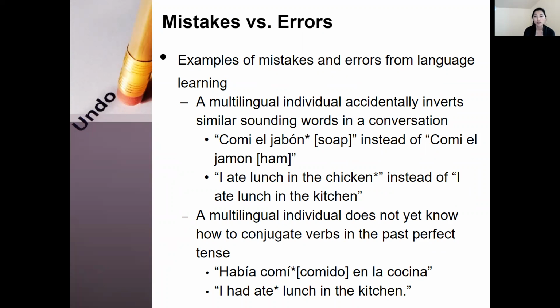A multilingual, on the other hand, who does not yet know how to conjugate verbs in the past perfect tense would be making an error. Había comí en la cocina instead of había comido en la cocina. In other words, I had ate lunch in the kitchen instead of I ate lunch in the kitchen.